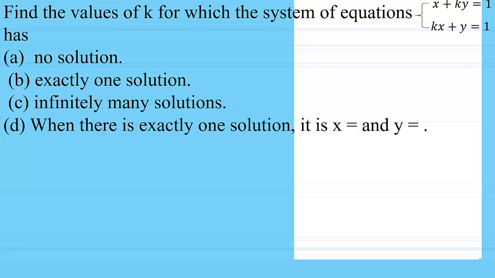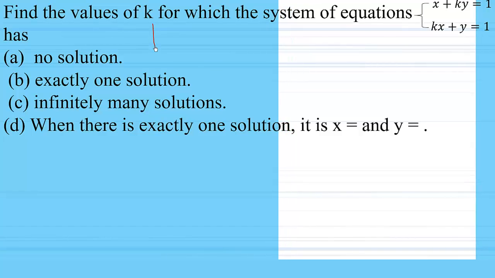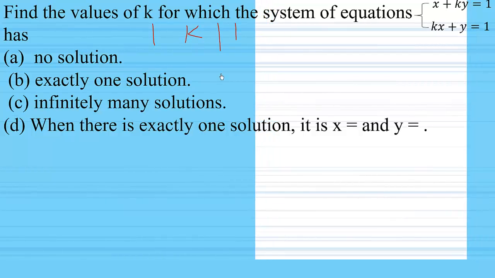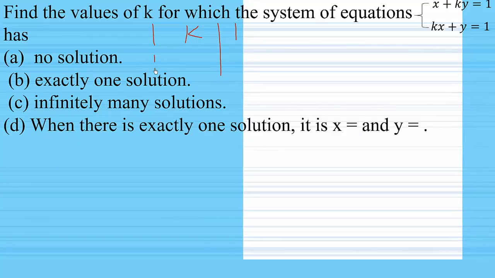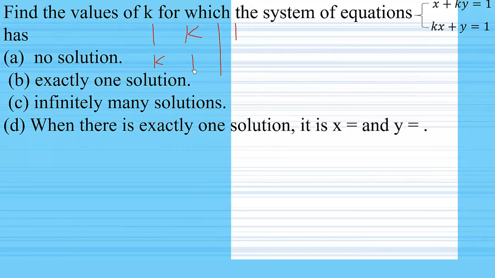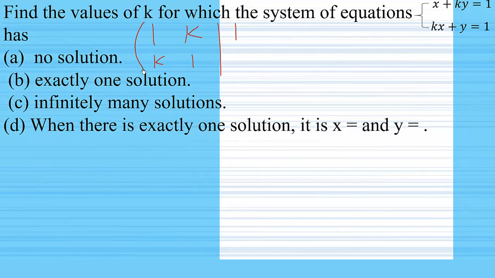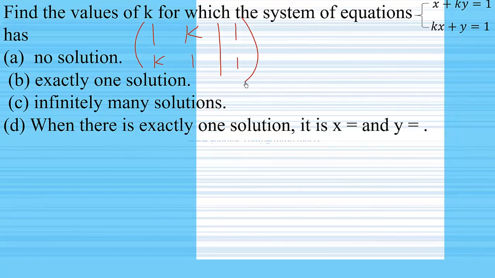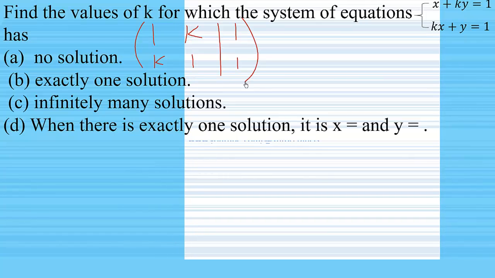So we write the coefficient of x is 1, the coefficient of y is k, then we have the constant 1 there, coefficient k, then we have 1. So this is the augmented matrix for the given system of equations. Let's perform these row operations.